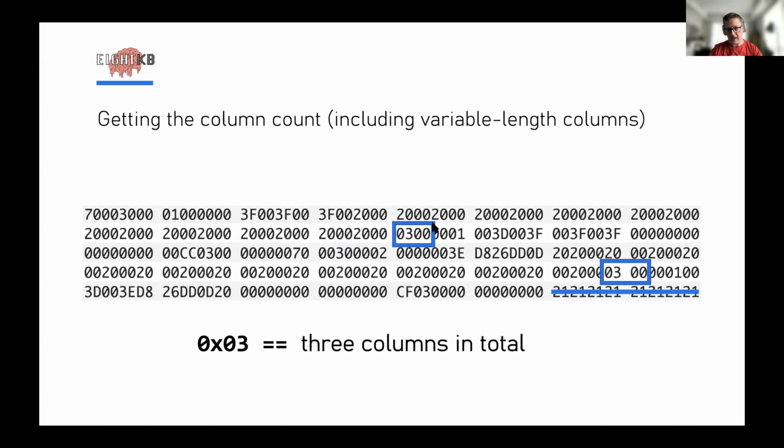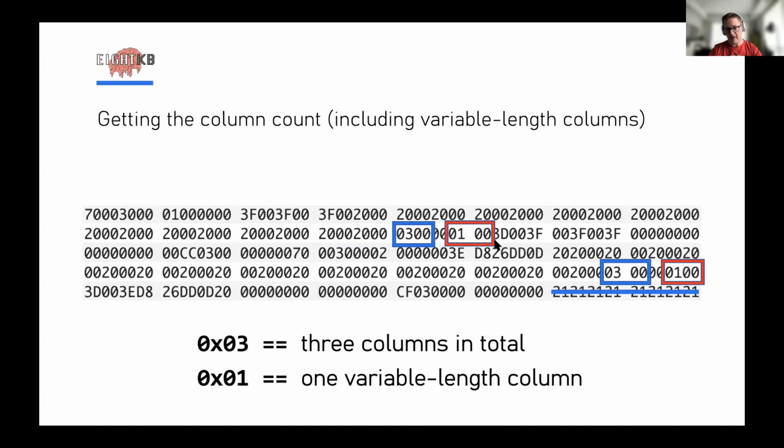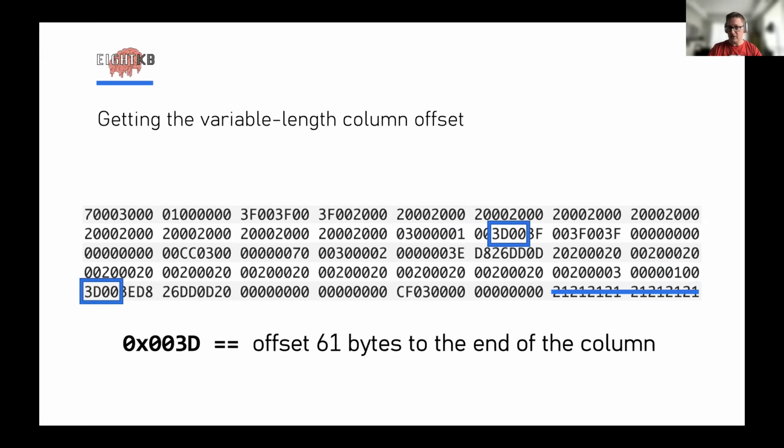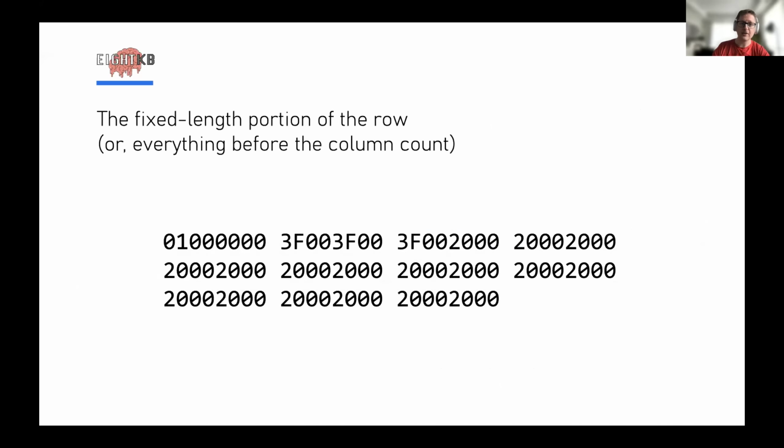Then the column count is just before the null bitmap. I already showed you this. There are 3 columns in total. And then just after the null bitmap itself is the variable length column. And there's only one. So we know that everything before the null bitmap offset is the fixed width portion, and everything after here, knowing what the end offset is for each of the variable width columns, we know what the data is in there as well. And that's what I've just said there. 3D is the 61 byte offset. So if we're going to look at the fixed length portion of the row, I've stripped away the header. This is just the data from the end of the header to before the column count.